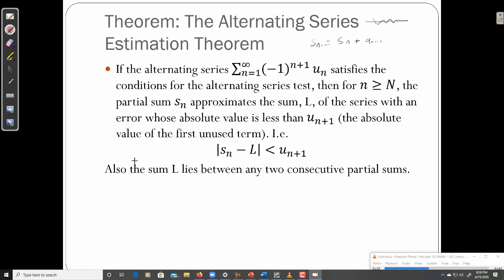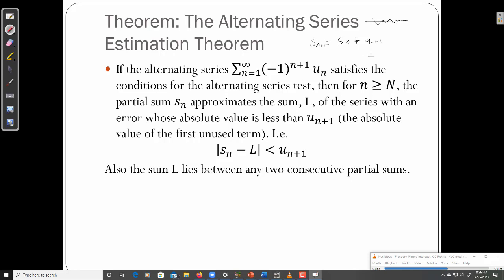Also, because successive sums are just going to jump above and below, the actual limit, the actual sum of the series, is going to always lie between two partial sums. Because one's going to be an underestimate, the next is going to be an overestimate. Underestimate, overestimate, underestimate, overestimate. That's the way it has to be with alternating series, because by nature you're adding and subtracting. If you're going to converge to something, that means you've got to hop around it.